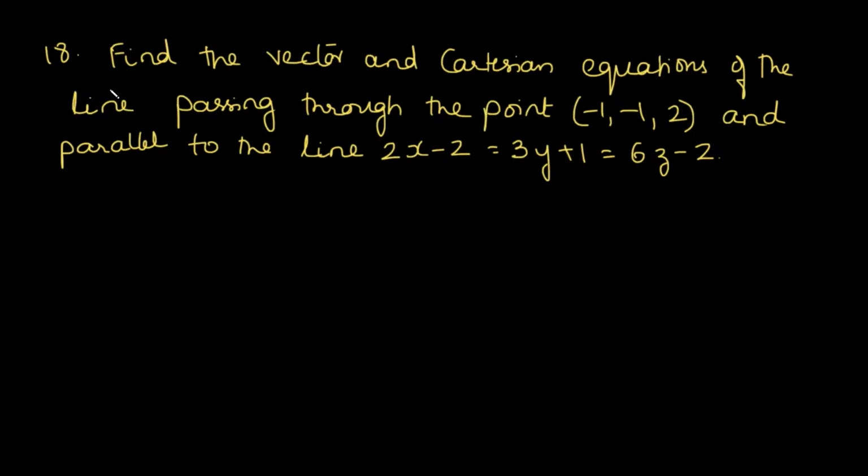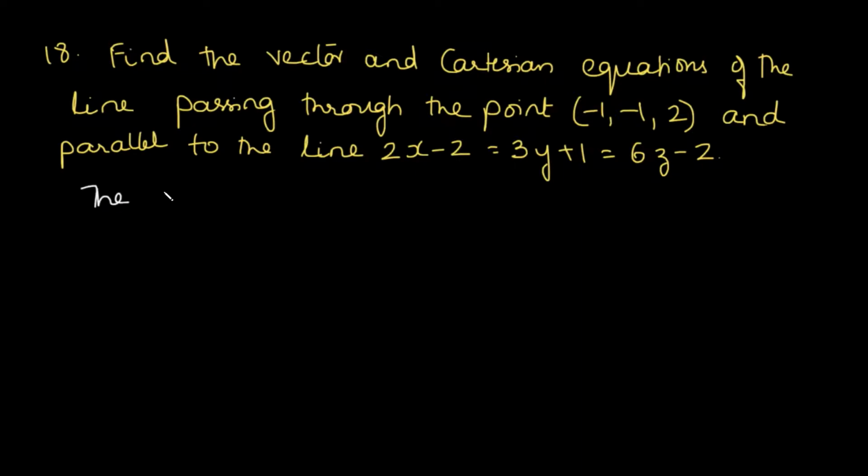The 18th sum: find the vector and Cartesian equations of the line passing through the point (minus 1, minus 1, 2) and parallel to the line 2x minus 2 is equal to 3y plus 1 is equal to 6z minus 2. Now just think about this. The vector or Cartesian equations of a line, the simplest equations, require at least one point on the line, and that point is given over here. They also require a vector which is parallel to the line. So that is what we are supposed to find out, and then we can write the equations of the line easily.